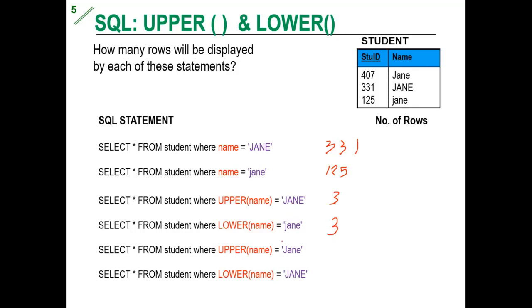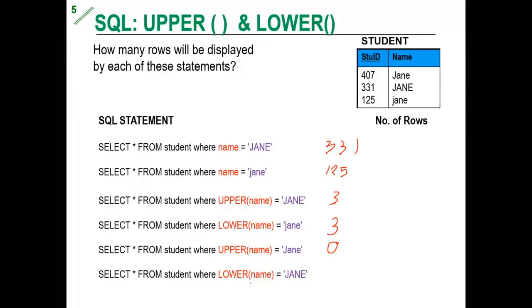Right. How about this one? Select everything from the student where the uppercase version of the name is equal to this string. This time, yes, 0. Good. Nothing, yeah, we are not comparing apples with apples.